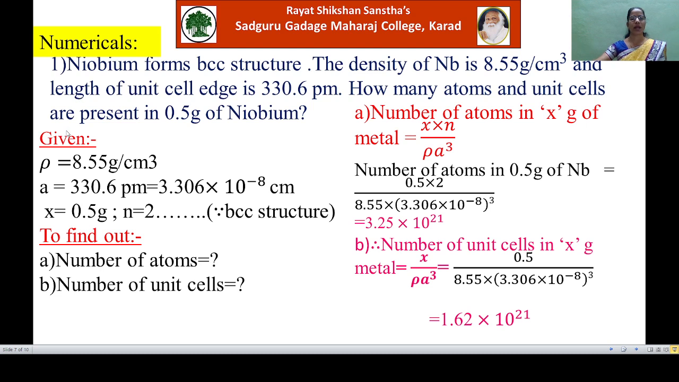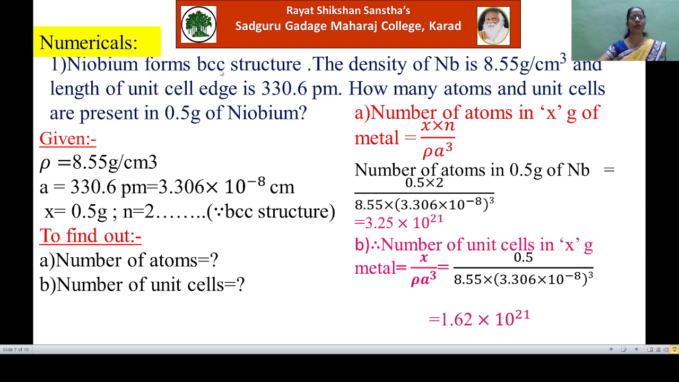Now, first write the given parameters in this numerical. Here, see the density of niobium is given as 8.55 gram per cm cube. Its edge length is also given, that is 330.6 picometer. We have to convert it into centimeter. So it will become equal to 3.306 into 10 raised to minus 8 centimeter. Again, the mass of niobium is given, that is x is equal to 0.5 gram.